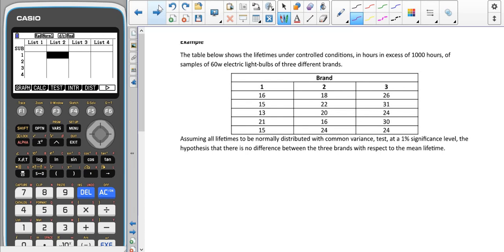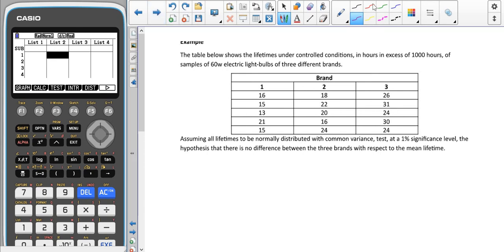So here we have the table below shows the lifetime under controlled conditions, in hours in excess of 1,000 hours, of samples of 60 watt electric light bulbs of 3 different brands, and we're trying to assume all the lifetimes are normally distributed with a common variance. We're testing at a 1% significance level the hypothesis that there is no difference between the brands with respect to the mean lifetime.